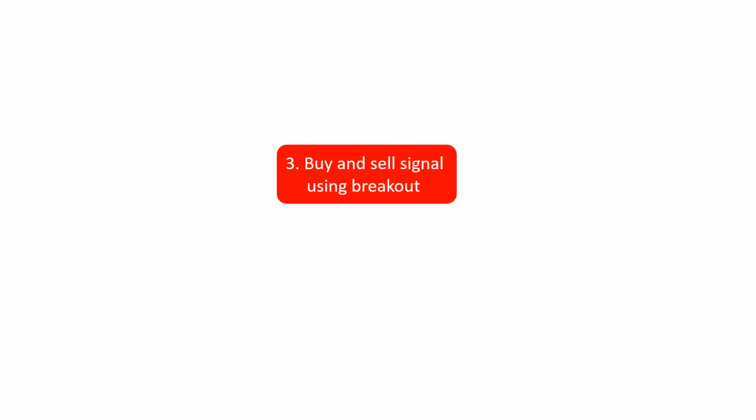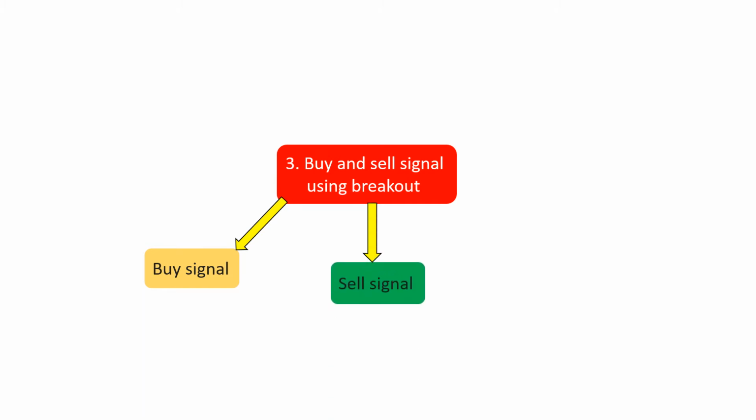Finally, the third method of trading opportunity, buy and sell signals using breakout. When the price enters the Kumo cloud and breaks its upper edge upward, it produces a bullish signal and traders should look for buying opportunities. When the price enters the Kumo cloud and breaks the lower edge downward, it produces a bearish signal and traders should look for selling opportunities.